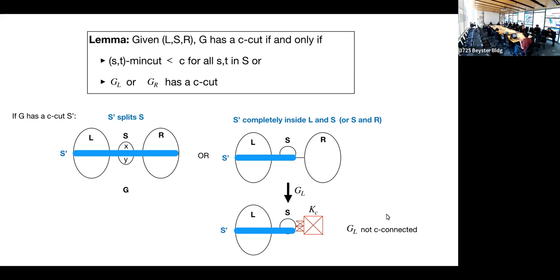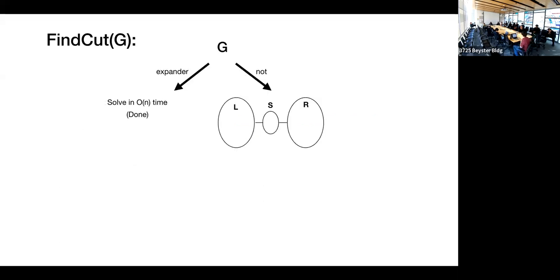Okay, good. So given this lemma, where I give you a separator, the vertex cut L, S, and R, then I can characterize this by constructing G sub L and G sub R. It means that it immediately gives us a recursive algorithm.